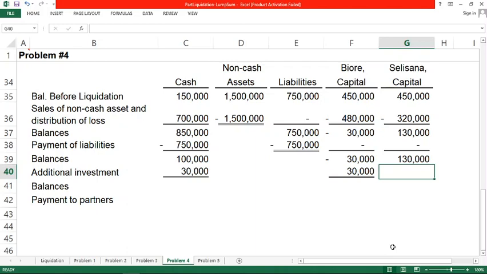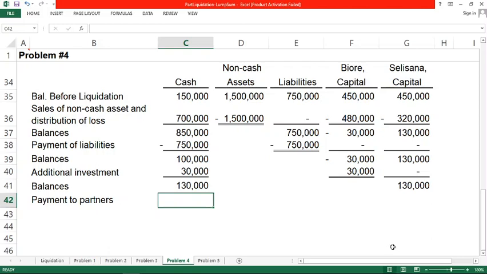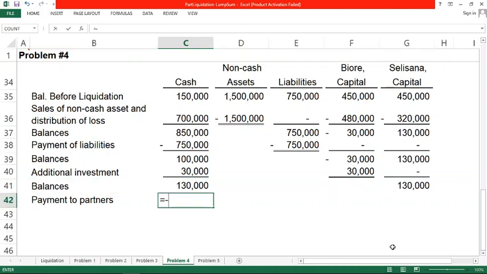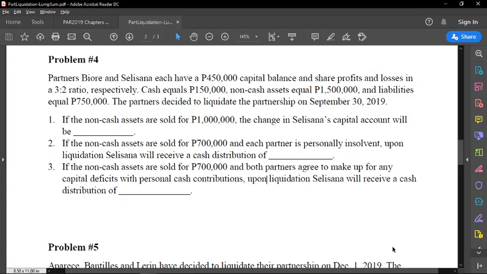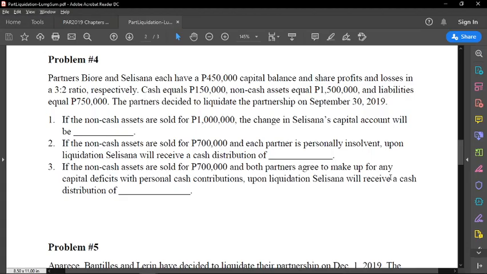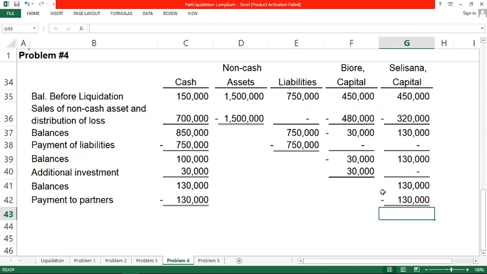Si Salisana, anong ganap? Wala. Hintay lang. Okay, so 130 pa rin si Salisana, hindi nabawasan kasi nagbigay naman si Biore ng cash. So, ayan, balances 130 cash and Salisana has 130 capital balance. So, ibigay na natin lahat kay Salisana. Therefore, the answer for question or assumption number 3 is 130,000. So, upon liquidation, Salisana will receive a cash distribution of, ito po yun, 130,000.